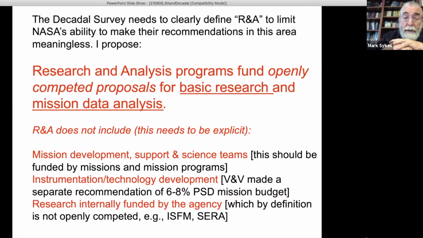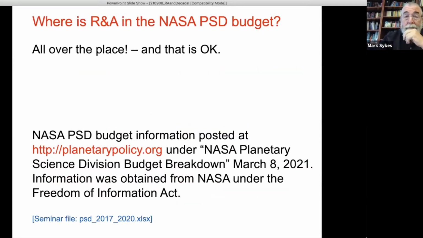And also I would exclude research internally funded by the agency, such as the internal scientist funding model, this SARA program, because these are not openly competed programs. And so where is RNA in the NASA Planetary Science Division budget? I'm going to show you. It's all over the place, and that's really okay. This stuff is posted online.